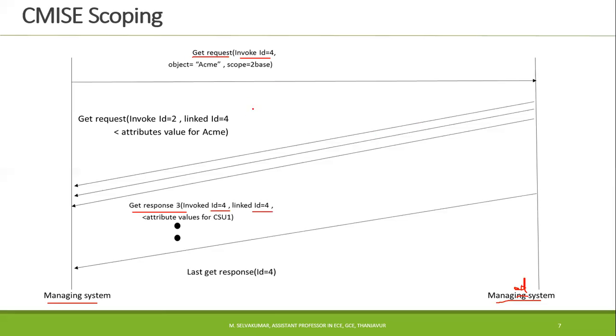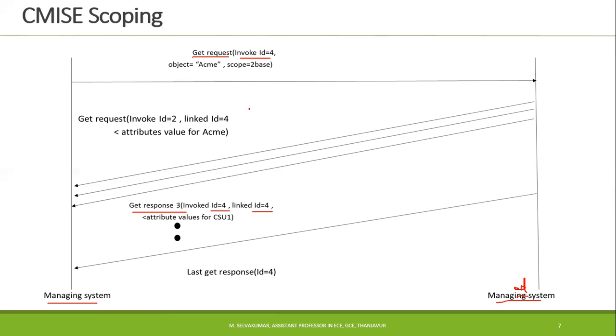So likewise, the CMISE scoping, final conclusion about the scoping. This scoping is to get an information response from the multiple objects in a single request by using the base object class ID, which are all the sub objects that are connected to the object, or give the response in a single request. For this purpose, scoping is used.